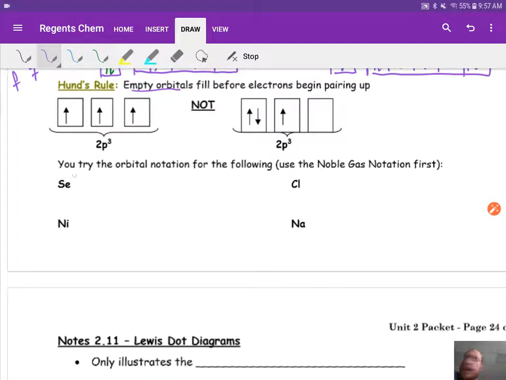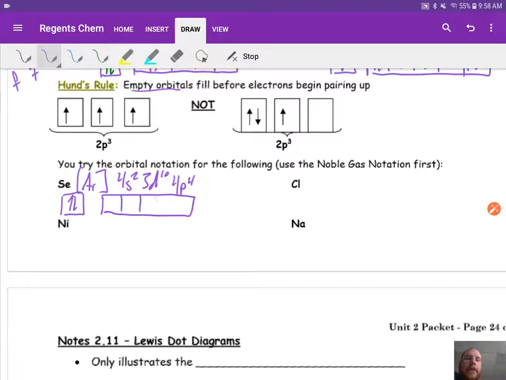So selenium. To get argon, it would be 4s2, 3d10, 4p4. If you did not get that, go back and check and see why. So the S is going to fill in like that. We're going to have 5 orbitals for the D. They're all going to be filled in. I know I didn't spread them out first, but I knew they were going to be filled in, so for the sake of time right now. But always spread them out first, like I'm doing with the P. It doesn't matter which P you put it in.